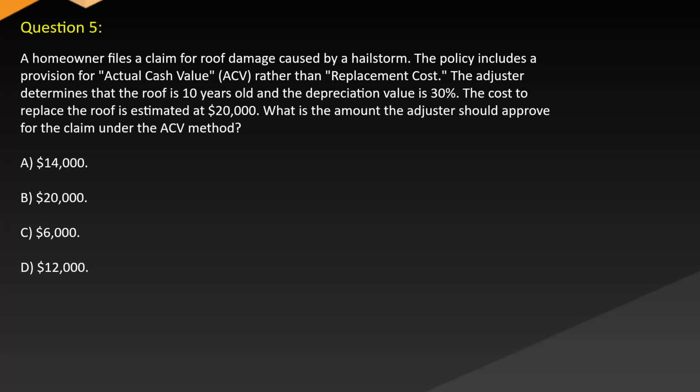Question 5. A homeowner files a claim for roof damage caused by a hailstorm. The policy includes a provision for actual cash value rather than replacement cost. The adjuster determines that the roof is 10 years old and the depreciation value is 30%. The cost to replace the roof is estimated at $20,000. What is the amount the adjuster should approve for the claim under the ACV method? A. $14,000. B. $20,000. C. $6,000. D. $12,000.